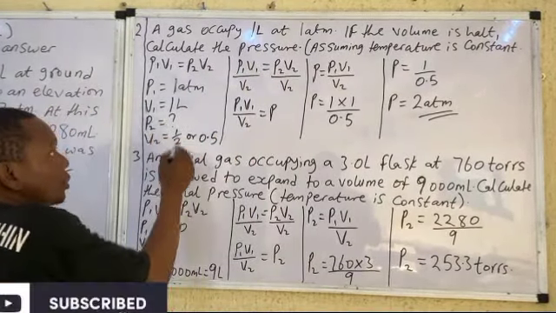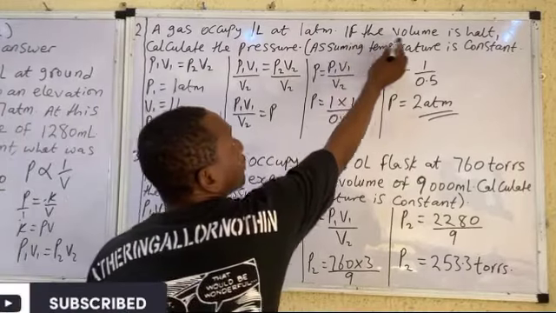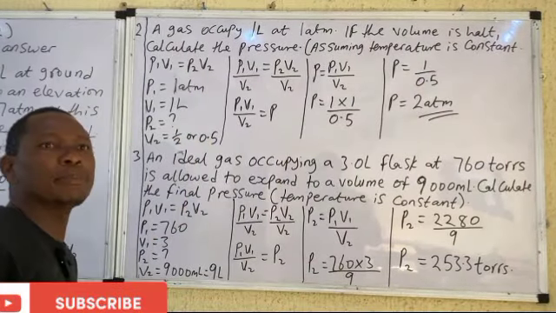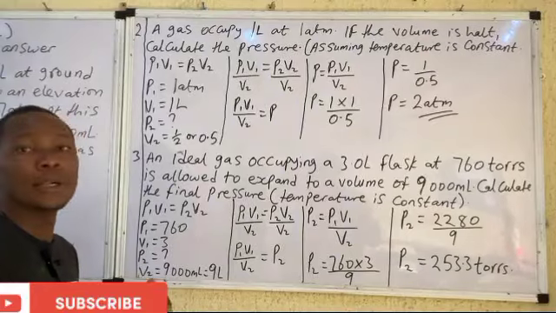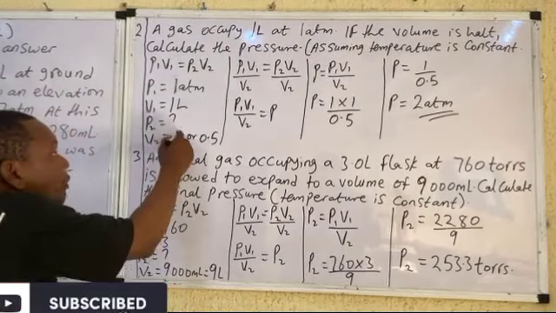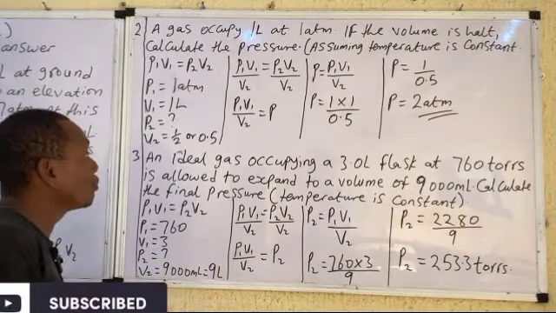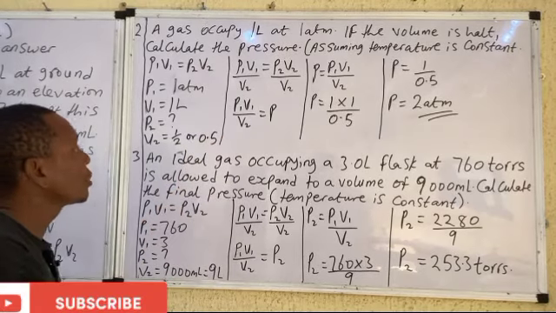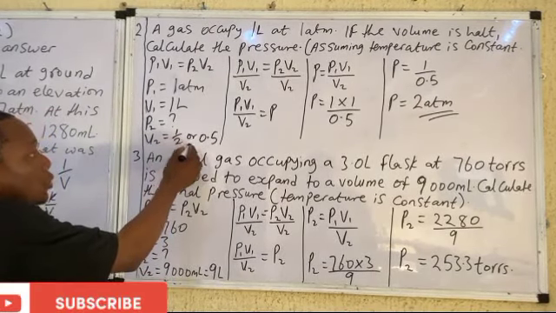So our P2 is unknown. And what is our V2? If the volume is halved, it simply means that our V2 is 1 all over 2. That's half. Another way you can put it is 0.5. So if the volume is half, it's either 1 over 2 or 0.5.